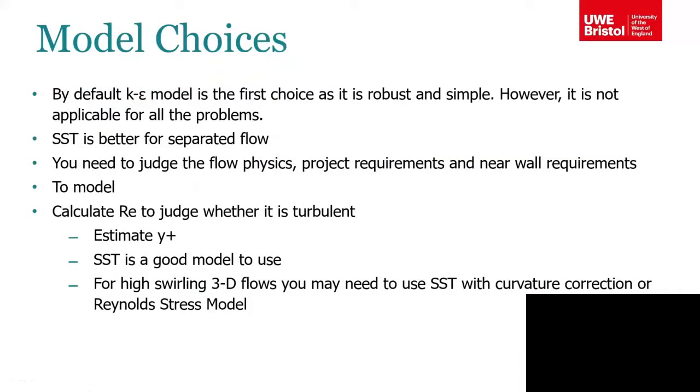So your model choices: use K epsilon first, and then maybe use SST. It's good to estimate the y plus value with the equation that was given earlier. If it is a swirling flow, make sure you use SST rather than the other two, K epsilon or K omega.